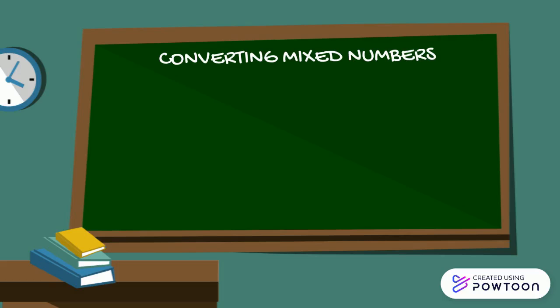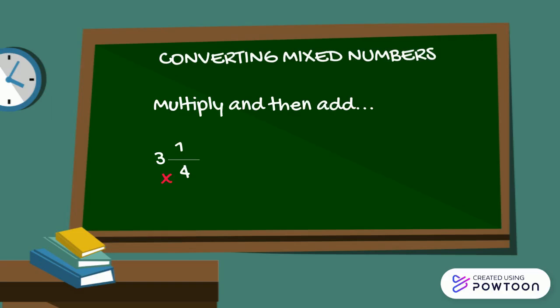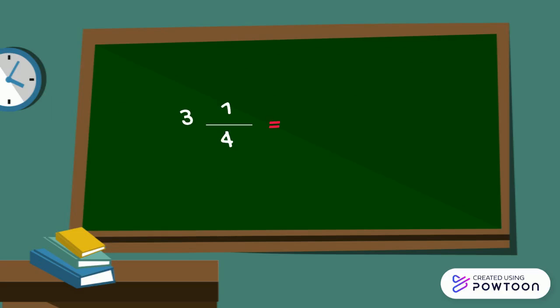Let's now convert a mixed number into an improper fraction. It's actually quite easy. All we need to do is multiply and then add. You can see here this mixed number is 3 1/4. All we need to do is multiply the denominator with the whole number, and then we add the numerator together. So 4 times 3 is 12, plus 1. That gives us an improper fraction of 13/4.